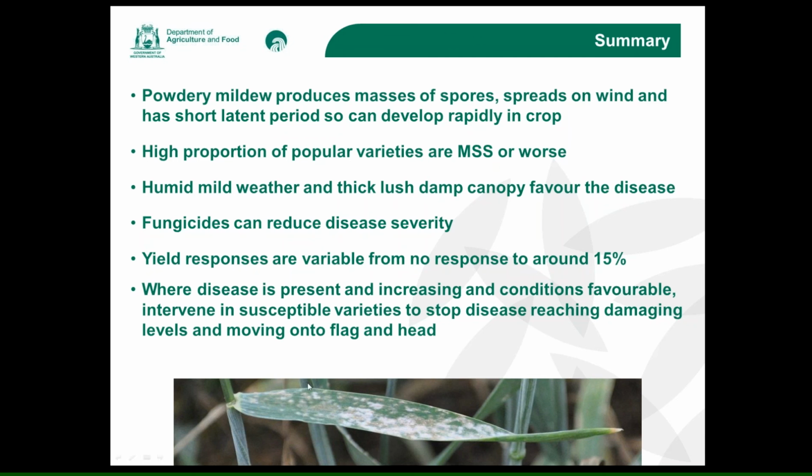Certainly, if we look at this leaf here, a flag leaf, allowing the disease to reach that sort of level on a flag leaf puts extreme pressure on fungicides in terms of controlling the disease, in terms of potential for fungicide resistance developing, and obviously already that leaf has lost more than 50% of its leaf area, so that's going to be having a significant impact on yield in that crop.